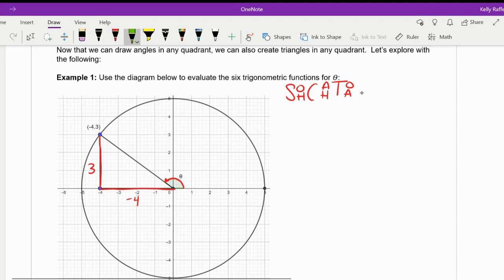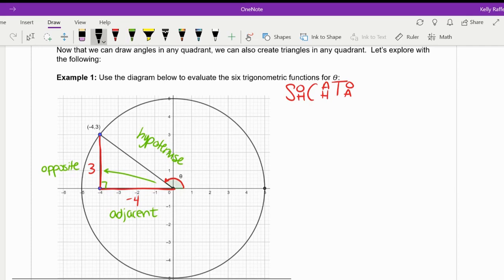our triangle anymore, but still this bottom side is the closest side to theta, so that's going to be the adjacent. The side all the way over here, 3, farthest away, that's going to be the opposite. And then our hypotenuse is always the biggest side, across from the right angle there.